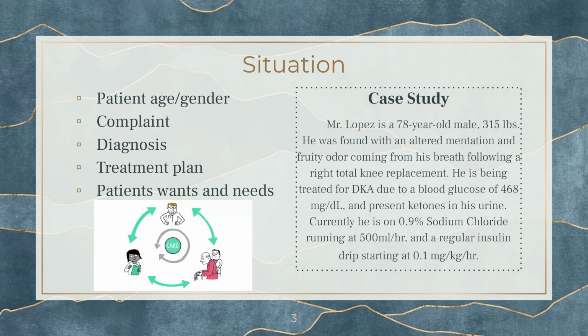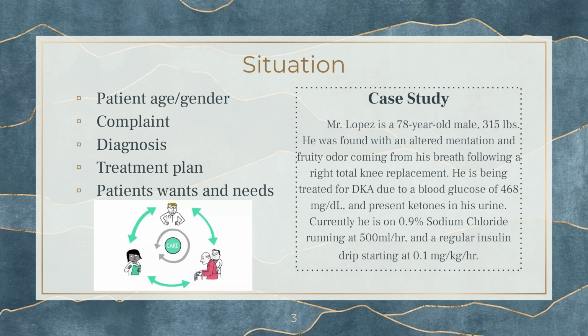The first part of an SBAR is situation. So this is going to contain a couple different areas. It's going to include the patient's age and gender, the complaint that the patient was having, the diagnosis, the treatment plan, and any patient's wants or needs. So for our case study, this is how it would go.